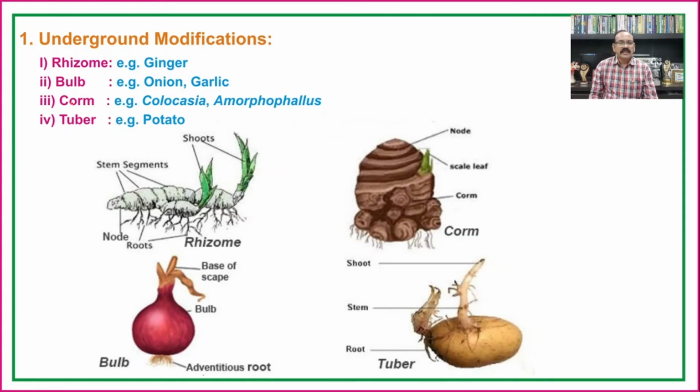Now, in this type of the modification of the stem, it is classified into the four different types, that is rhizome, bulb, corm and tuber. The rhizome is a fleshy, non-green underground stem, and it has distinct nodes and the internodes, which is the characteristic feature of the rhizome. The nodes bear dry scaly leaves with the axillary buds. Terminal buds are also present in the rhizome.